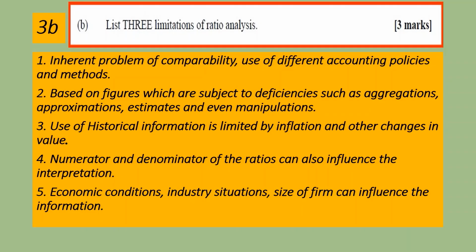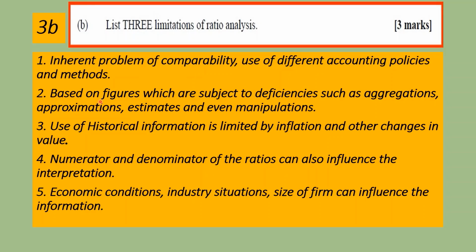Part B, list three limitations of ratio analysis. So 3 marks. I have given you 5 here. The inherent problem of comparability, use of different accounting policies and methods. So you have difficulty comparing ratios where different businesses use different accounting policies and different methods.